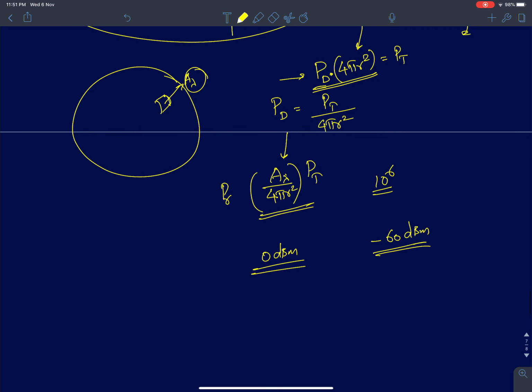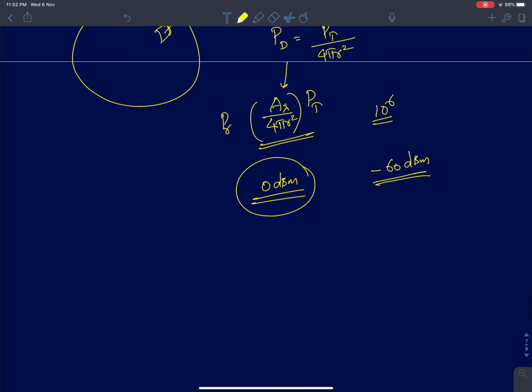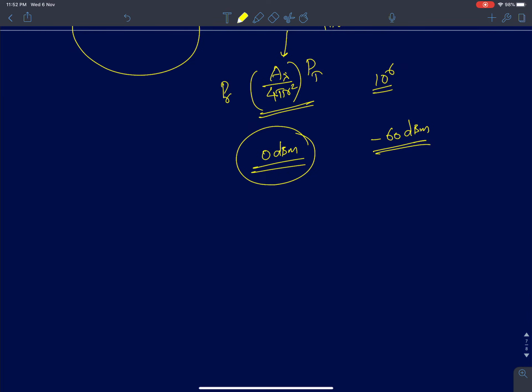There is a phenomenon called multipath fading in RF systems, in wireless systems. I have not taken that into account. It can be even less, is what I am trying to say. So at the receiver, for example, let's say you are going to receive 0 dBm. Eventually, the receiver will be like this.